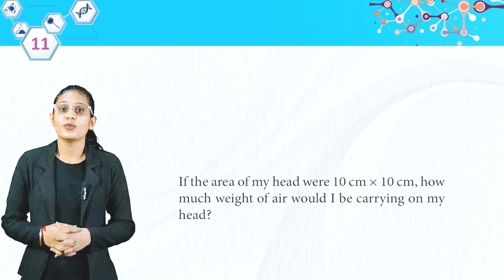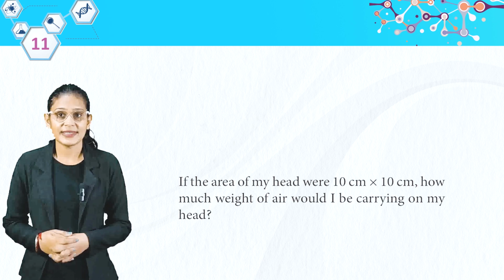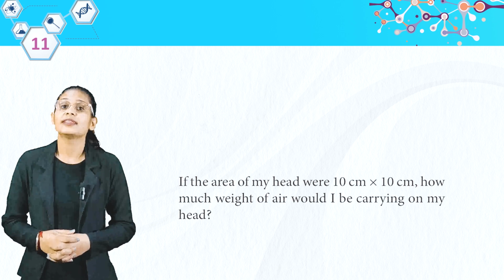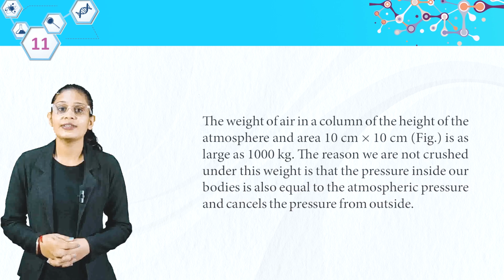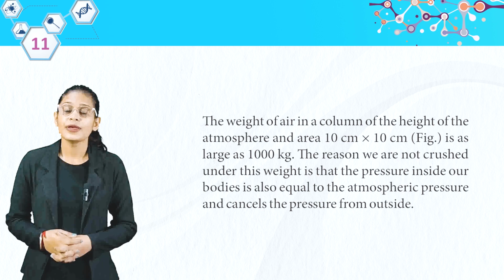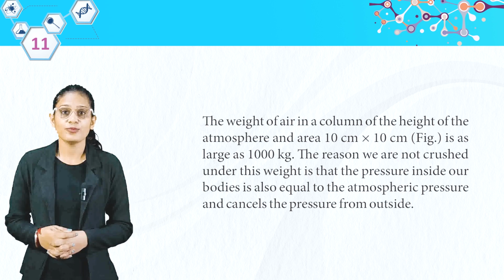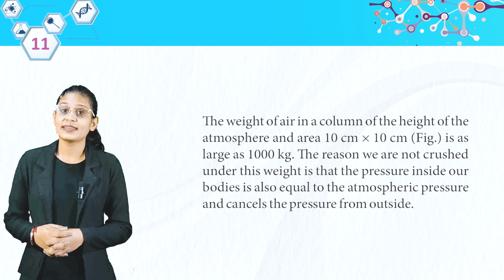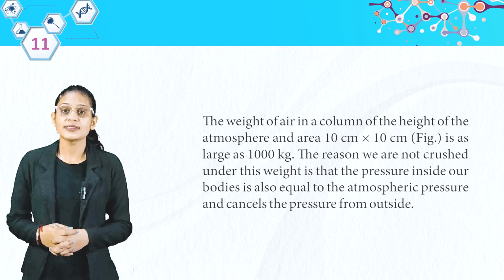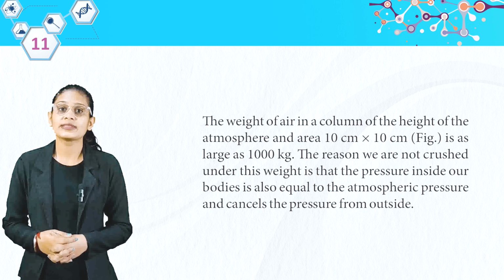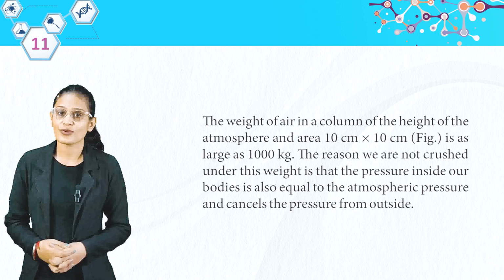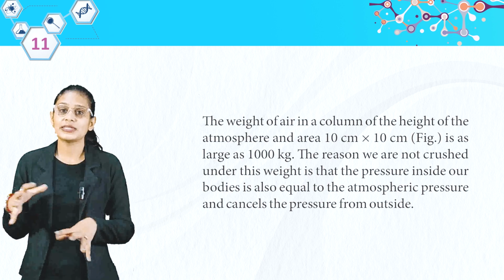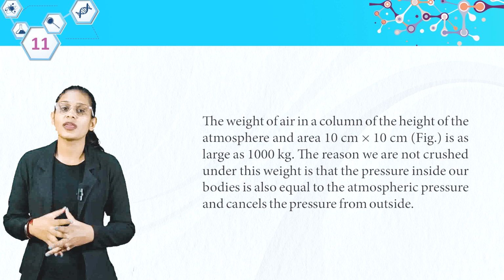If the area of my head is 10 centimeter multiplied by 10 centimeter, how much weight of air would I be carrying on my head? The weight of air in a column of the height of the atmosphere and area 10 into 10 is as large as 1000 kg. The reason we are not crushed under the weight is that the pressure inside our bodies is also equal to the atmospheric pressure and cancels the pressure from outside. So students, our body's internal pressure is equal to the atmospheric pressure.